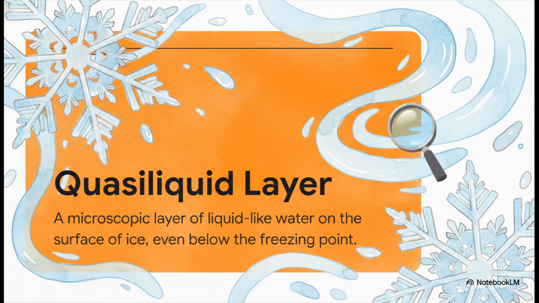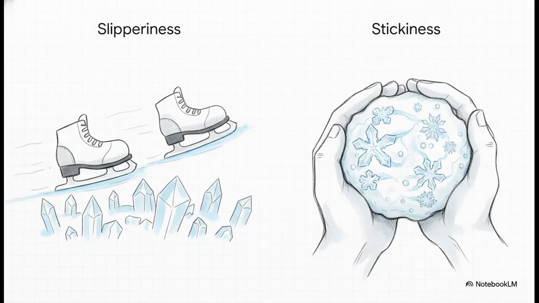Now, get ready for this, because this is probably one of the weirdest and most important ideas in all of snow physics. Even when it's well below freezing, the surface of an ice crystal isn't totally solid. It's covered in this microscopic, invisible layer of water that's not quite liquid and not quite solid. It's called the quasi-liquid layer. And this little layer is the secret ingredient for, well, almost everything. It's the reason ice is slippery. And it's also the reason snow is sticky enough to pack. When you squeeze a snowball, the pressure melts the crystals just a tiny bit. And this liquid-like layer helps them all refreeze and bond together into a perfect sphere.